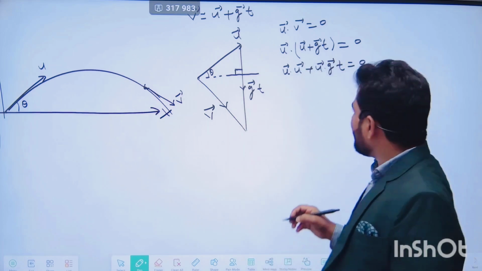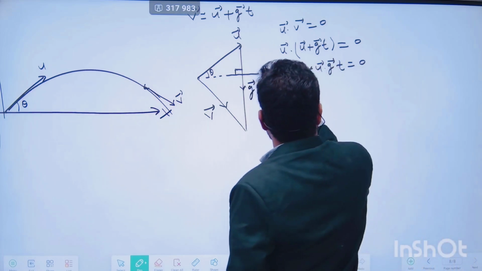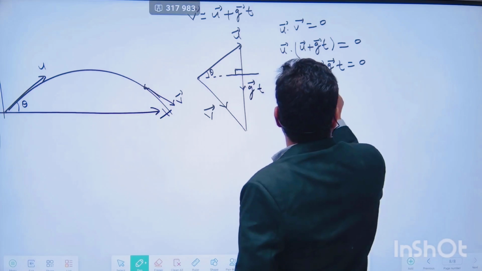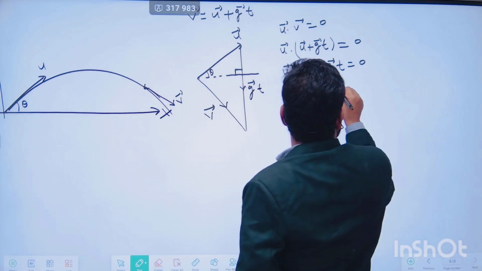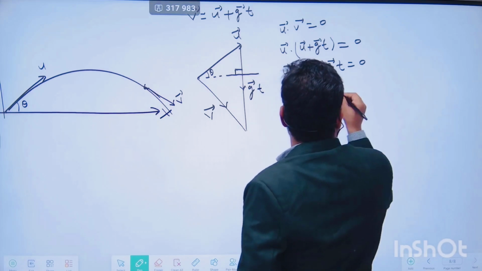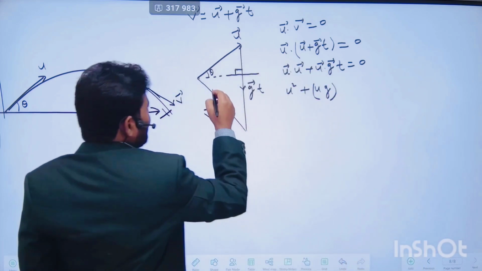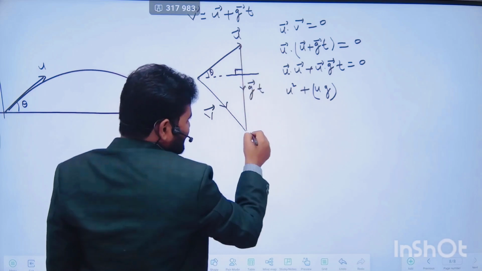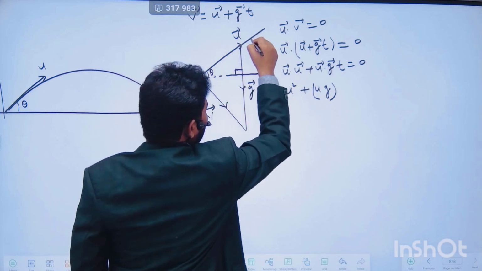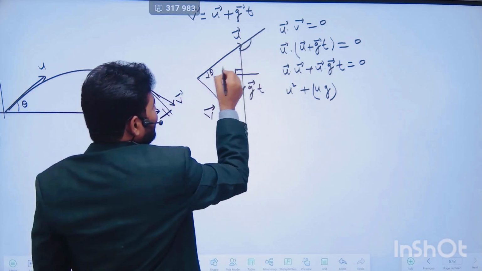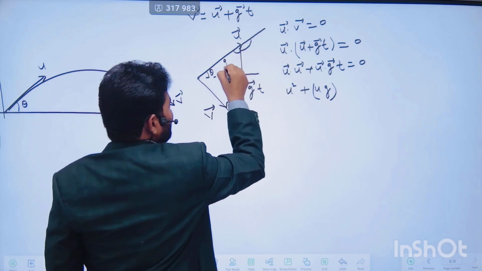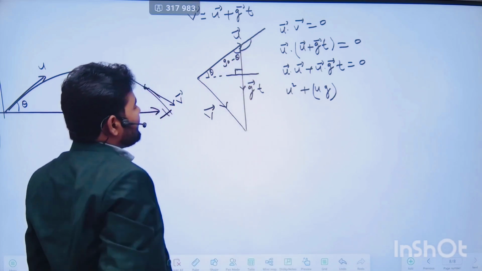So from here we can conclude that u dot u is equal to u square plus u into z into something cos theta. But how can we calculate the angle between these two vectors? So this is your u and this is your z vector. In this way, this is the angle between these two. If this is 90 and this is theta, then this is 90 minus theta.